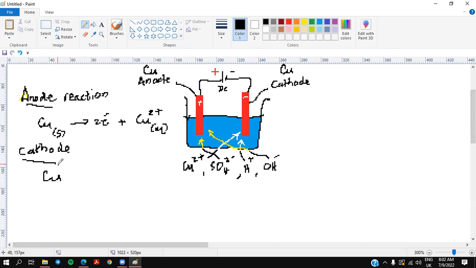If copper is lower reactive, then Cu2+ aqueous plus 2 electrons produce Cu solid. We have an anode reaction, we have a cathode reaction. If you want to see what the overall equation is, I can see for the overall equation.